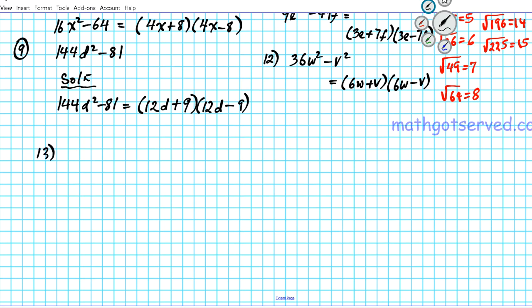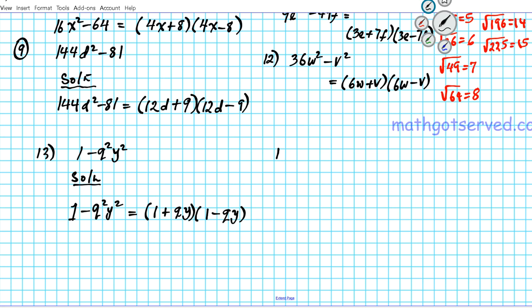Number 13, what if we have 1 minus q squared y squared? Okay, so what we have here is a difference of squares, 1 minus q squared y squared. Absolutely, 1 is a square. Remember, 1 squared, 1 times 1 is 1. Okay, all right. So the square root of the first term is 1 plus the square root of q squared y squared. You square root them one by one is qy, and then times the difference, 1 minus qy.